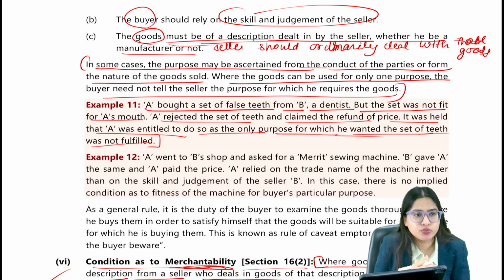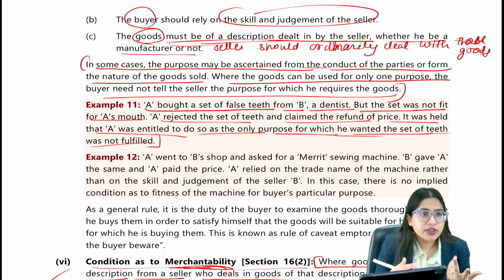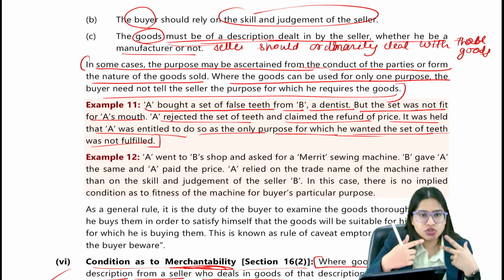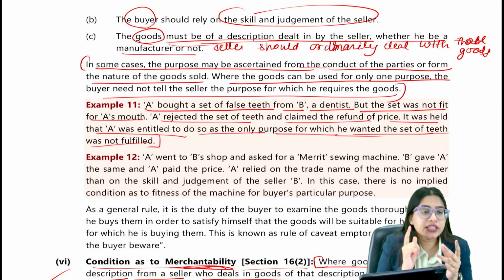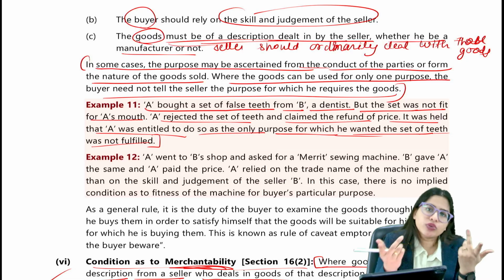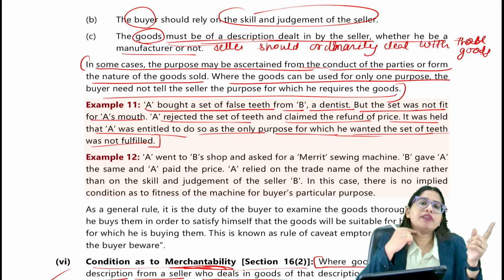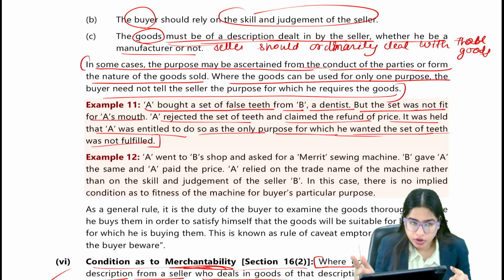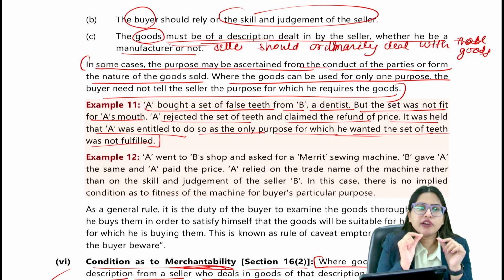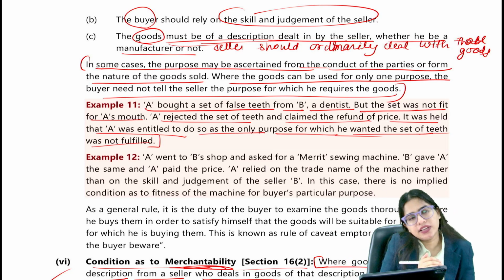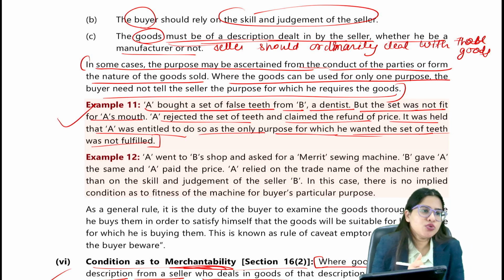The answer is yes. Why? Because here I relied on the skill and judgment of the dentist. A dentist ordinarily deals with teeth, and since teeth can be used only for one purpose, there is no need to mention the purpose. So here there will be an implied condition as to fitness and quality, and since that teeth does not fit my mouth, I can return the teeth to the doctor and claim my refund. This is the implied condition as to quality or fitness.